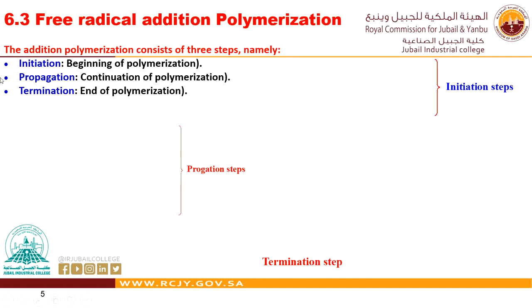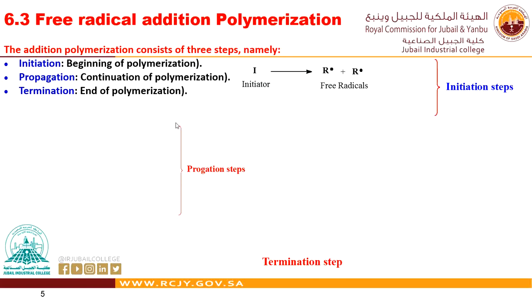The first step is called initiation. Initiation means the beginning of the polymerization, and then you have propagation, which means the continuation of the polymerization, and then this will not continue forever. It will come to an end, and that end is called what? Termination, the end of polymerization.